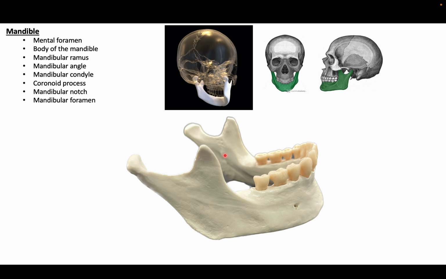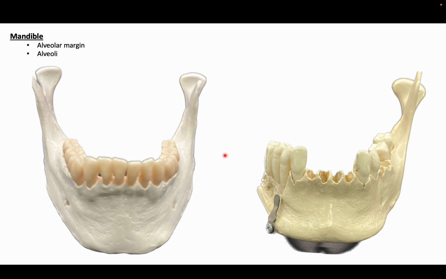Now, with the mandible, if we take a closer look at the mandible again, we can see the alveolar margin and the alveoli. So the alveolar margin is the ridge of gum, and the alveoli is the socket where the teeth actually protrude out. So you have the alveolar margin and the alveoli. The alveoli are the actual sockets that house the teeth.